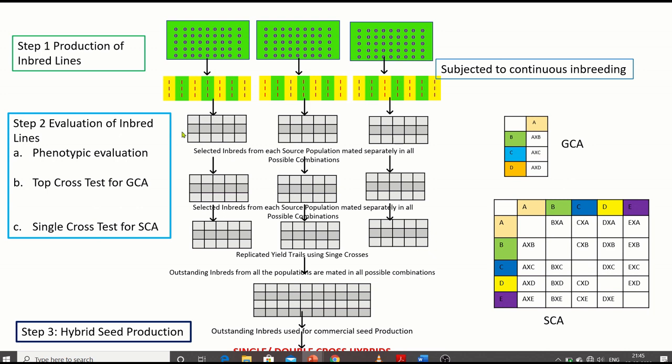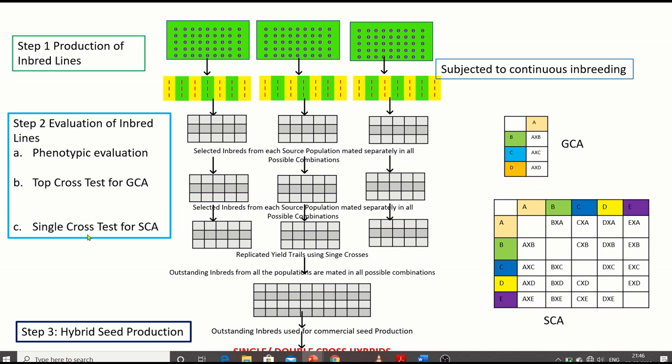Okay, and after some of the lines are selected, based on that we are going to evaluate the top cross test, general combining ability. What is general combining ability? How are we going to evaluate it? Say for example, we are going to evaluate the GCA for A. We are going to cross the inbred A with several others, also called open pollinated variety. When it is crossed, they will give several progenies. We have to evaluate the average progeny performance. If it is higher, then it will be called high GCA.